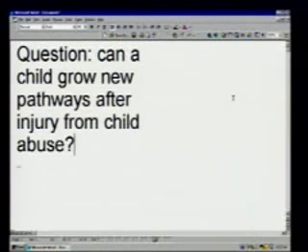Can a child grow new pathways after injury from child abuse? Yes, they can. It's a long, hard road, as I'm sure you know, because with child abuse, the emotional impact, where they not only are not getting their basic needs met, but the memories of that child abuse, because the emotions are so strong, have imprinted the brain to such a degree that it takes a lot of persistence and a lot of time for the child to start getting new pathways to choose from.